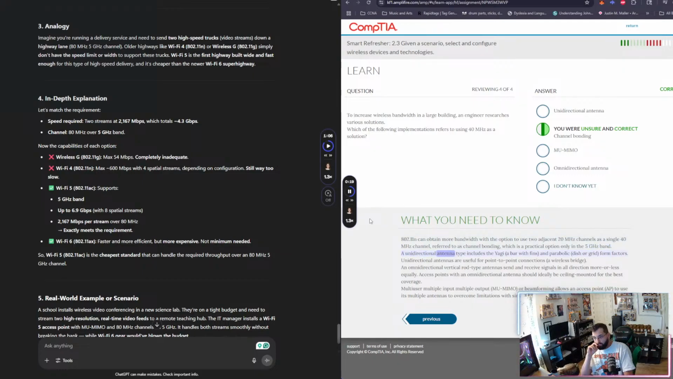A unidirectional antenna type includes the Yagi, a bar with fins, and parabolic dish or grid form factors. Unidirectional antennas are useful for point-to-point connections, a wireless bridge. And omnidirectional vertical rod-type antennas send and receive signals in all directions more or less equally. Access points with an omnidirectional antenna should ideally be ceiling-mounted for the best coverage. Multi-user multiple input, multiple output, MIMO, or beamforming allows an access point (AP) to use its multiple antennas to overcome limitations with simultaneous communications to stations. Okay. Multiple input, multiple output. That was what I learned from this. Okay, let's keep going.